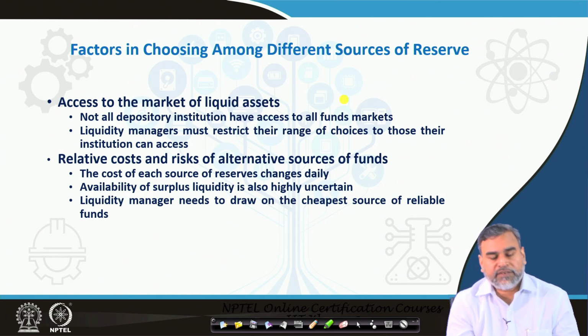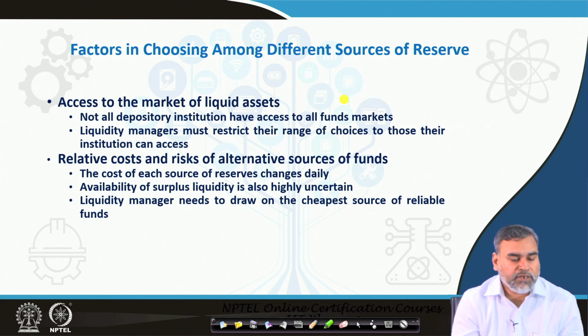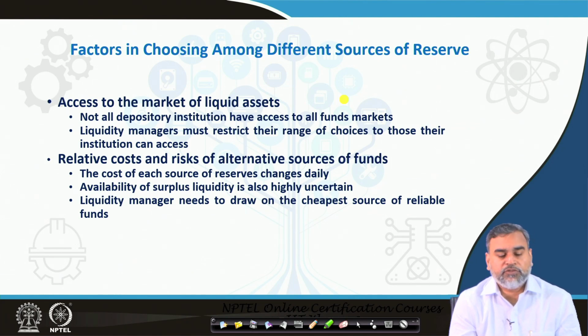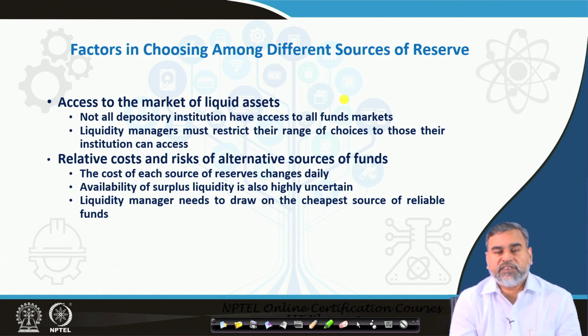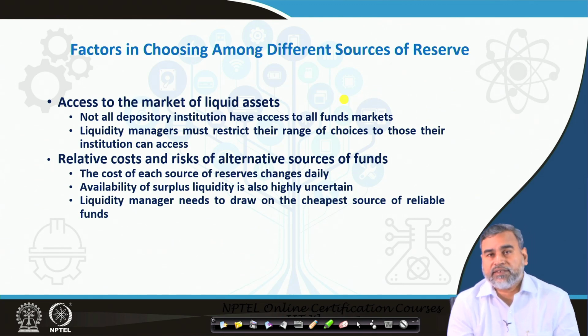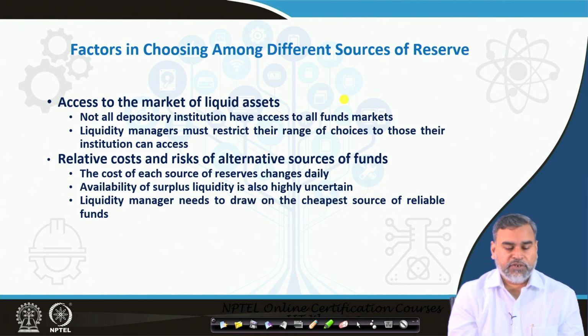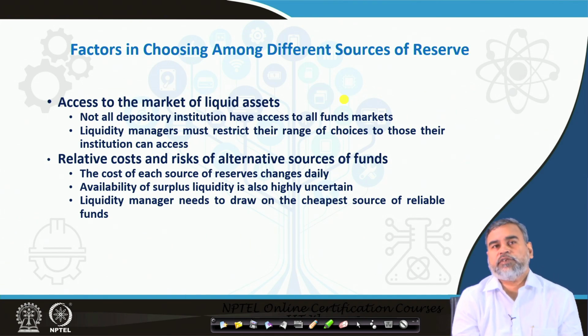because we should have enough access to the market to create liquidity, because not all depository institutions have access to all the funds markets, and the liquidity managers must restrict their range of choices to those their institution can access. So, there are a plethora of sources available, but the liquidity manager should decide the range where the bank can access that particular security, and the bank will be able to manage that kind of security properly within that particular system.